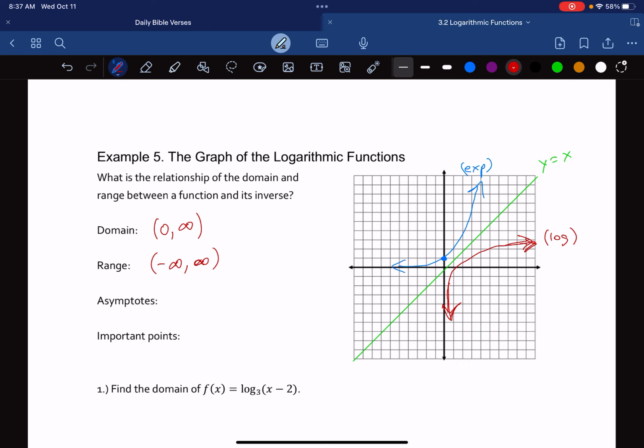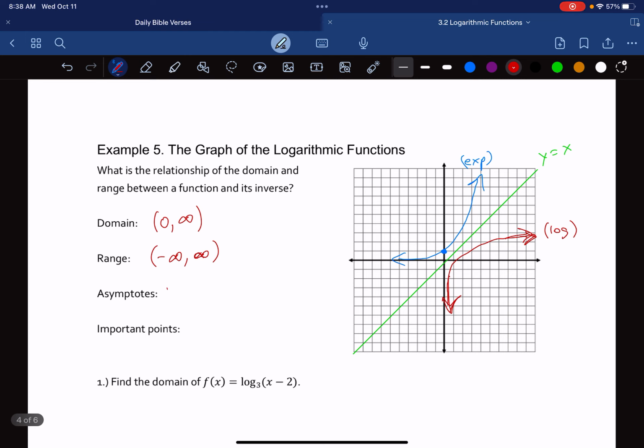Notice the domain and range here are just flip-flopped from the exponentials. For the exponentials, the domain was negative infinity to positive infinity, and the range was 0 to infinity. So they're just flip-flopped. We had a horizontal asymptote on the exponential function. Now it becomes a vertical asymptote.